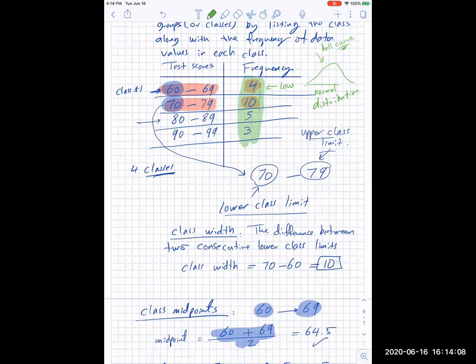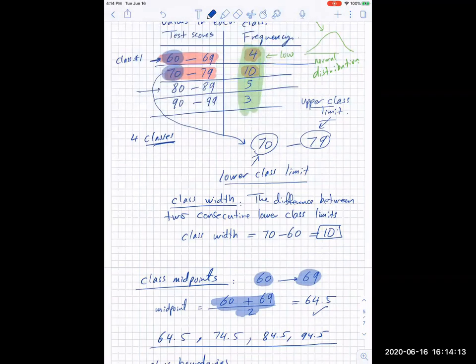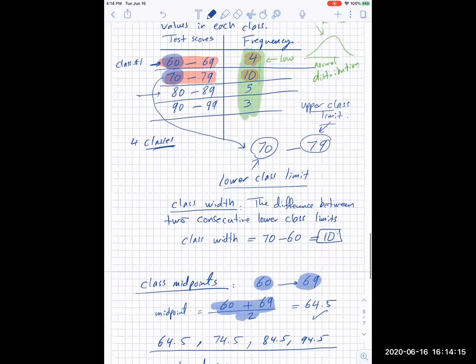Or normal curve. Of course, when you have more than 4 classes, when you have a table with 5 or 10 or 15 classes, you will be able to see this curve very clearly. You will be able to see the frequency going up and then going down, giving you a bell curve.